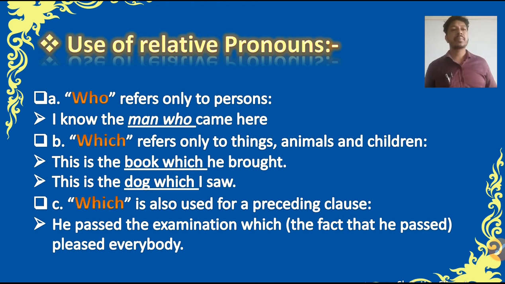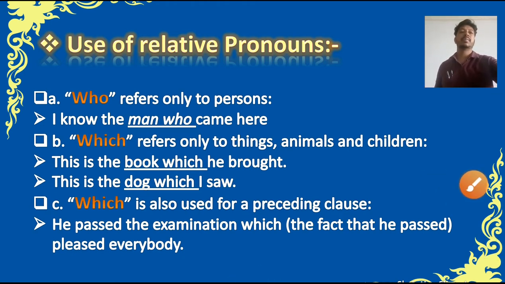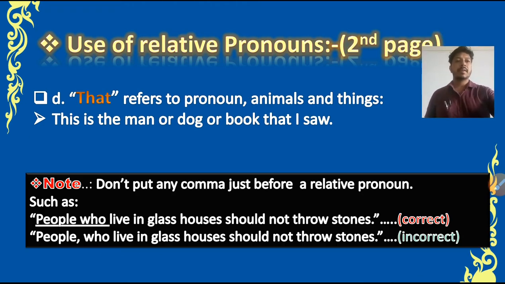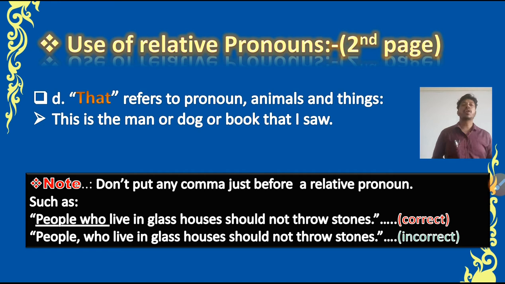There is also a use of relative pronoun on the next page. Here, it is the second page. And there is also that. That refers to pronouns, animals and things, such as pronoun or noun also. Okay, here is a noun. This is the man or dog or book that I saw. So here, just using that, you can join more than two sentences.